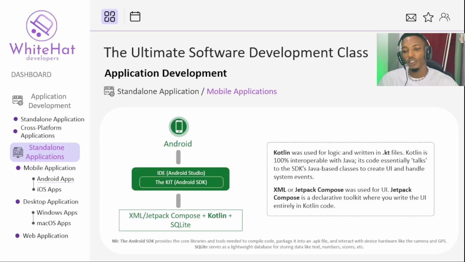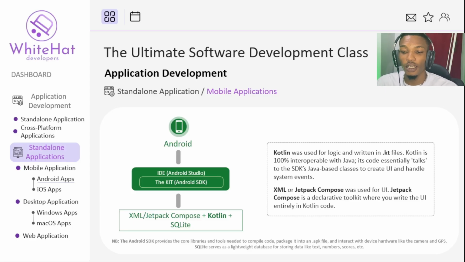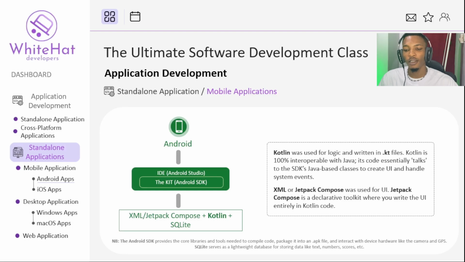Kotlin was used for logic and written in .kt files. Kotlin is 100% interoperable with Java. Each code essentially talks to the SDK Java-based classes to create UI and handle system events. XML or Jetpack Compose was used for UI.